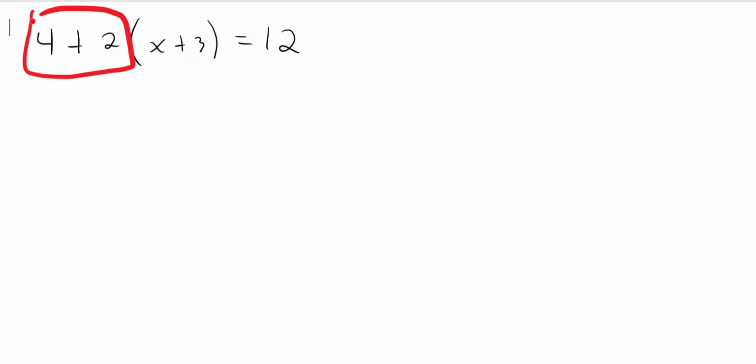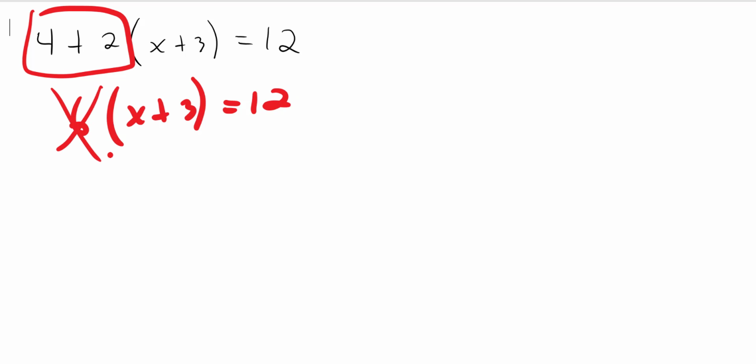So let's take a look at this one problem here, which a lot of you guys made this mistake on the last test. So 4 + 2(x + 3) = 12. Now this is a really common mistake. What kids have done is they saw this 4 plus 2 and they said that's 6, and they wrote it as 6(x + 3) = 12. Okay guys, that is so bad. Okay, because that 4 is not in parentheses. It's not saying 4 times that x plus 3.